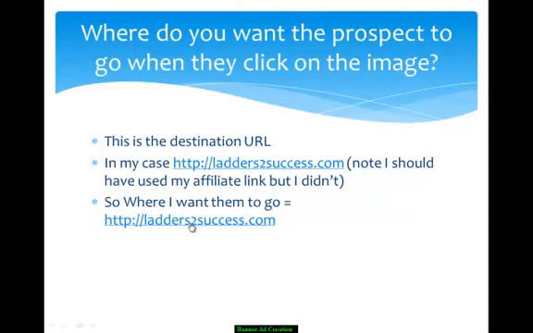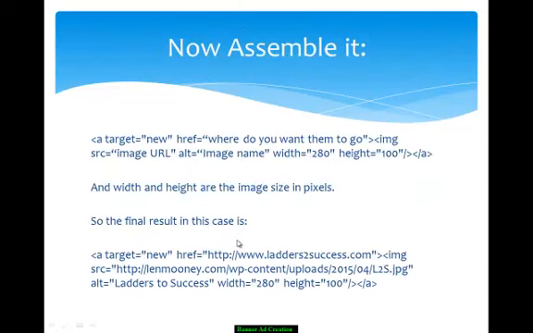So where I want them to go is http://ladderstosuccess.com. Well, that's the two pieces of information you need. Now, some assembly required. Here's the code. Just copy the code. A target equal quotation new quotation href equal, parentheses, or what are these? What's this thing called? Quotations.